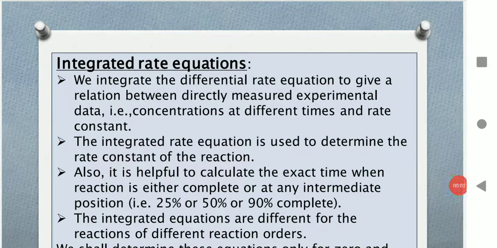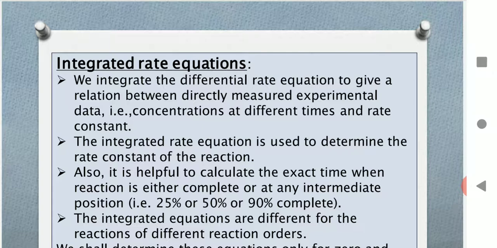Today we are going to talk about the derivation of integrated rate equations for zero order reactions. In our previous class we have already seen how to write the differential rate equation for both first order as well as for zero order reaction. So in order to integrate these rate equations, there are certain steps which we need to follow.